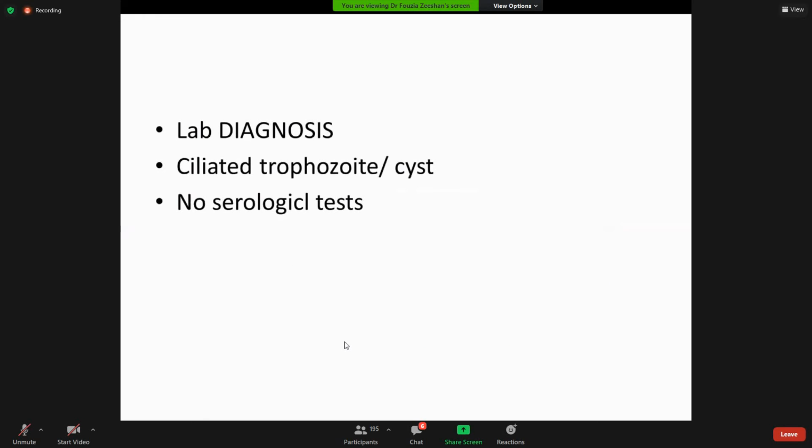In lab diagnosis, ciliated trophozoites and cysts can be found, but no serological test, like no ELISA and no antigen-antibody detection, can be done in this case.